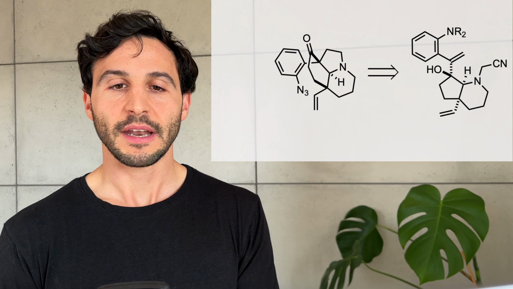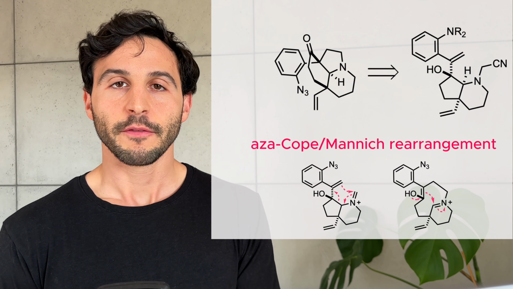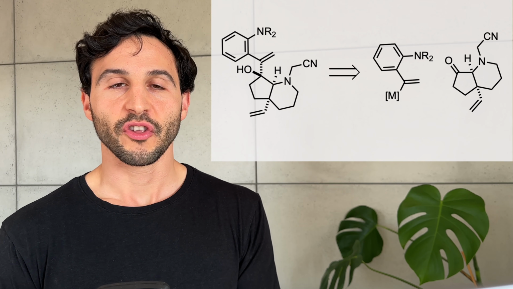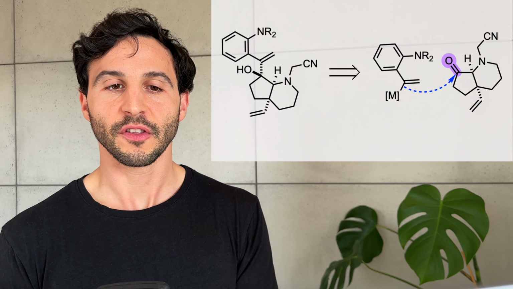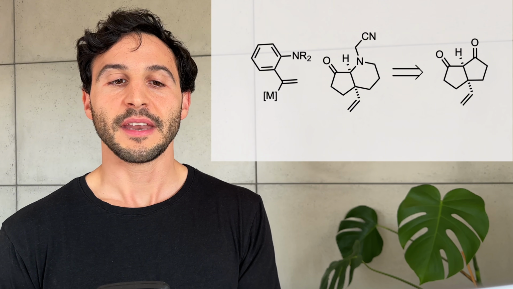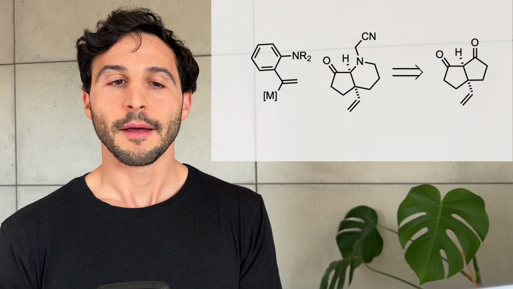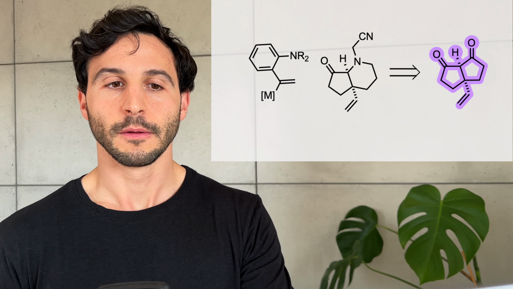Some of the key steps in the synthesis of this molecule involve the formation of the 7-member azepane motif through an azide-olefin cycloaddition. The quaternary center was prepared via an aza-Cope Mannich rearrangement from this bicyclic alcohol, which resulted from a diastereoselective 1,2 addition of the vinyl species to a ketone. Finally, the bicyclic ketone was obtained from a desymmetrization and a Beckmann rearrangement of a symmetrical bicyclic diketone.